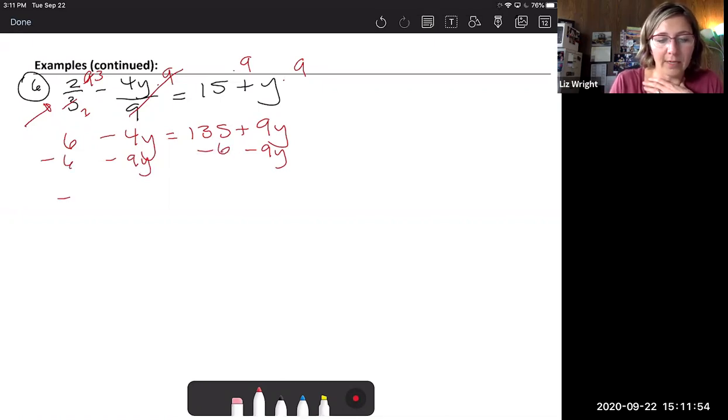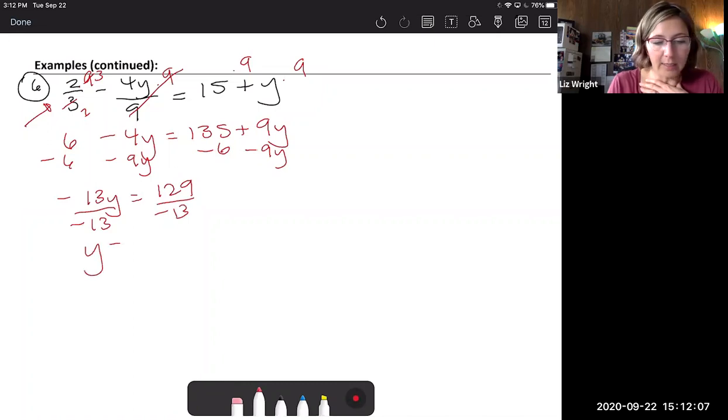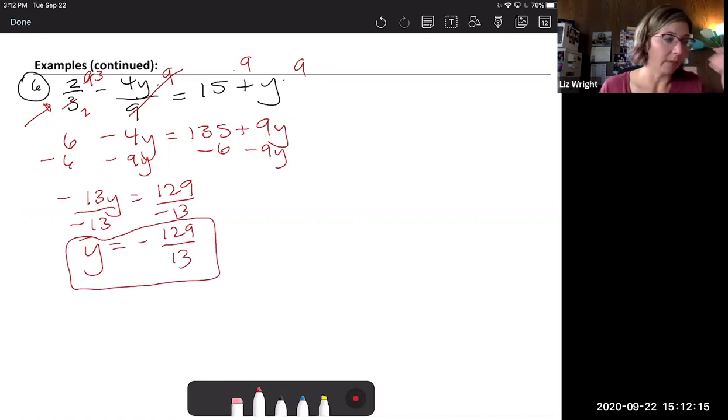So then we're going to have a negative 13y and a 129 here. And we're ready to divide both sides by negative 13. And y is going to equal negative 129 over 13. So that's your answer. And I'm looking at it, and we have the answer correct.